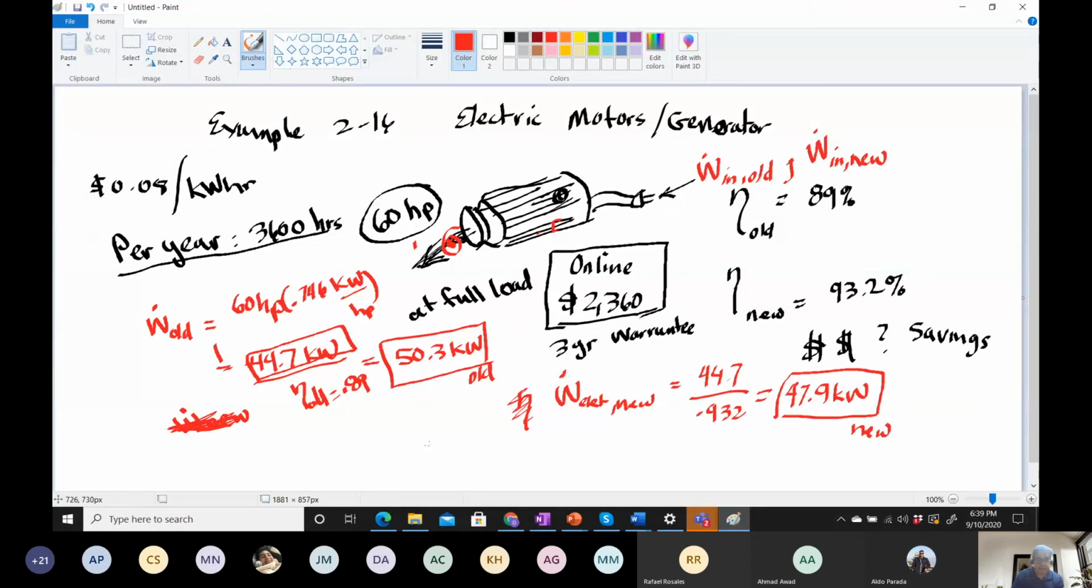And so when you do the difference, can you do the difference for me? Save us some time here. It's about 2.3 kilowatts. Yeah. Let's just say 2.3 kilowatts. Now, that's how much we're saving, right? This is how much we're saving by using the new motor.